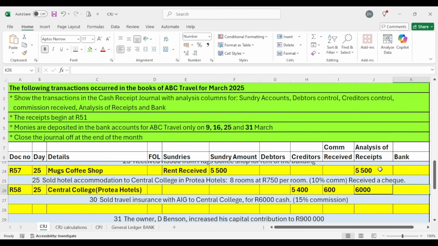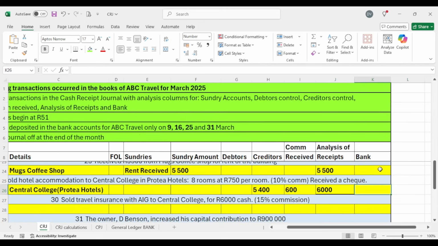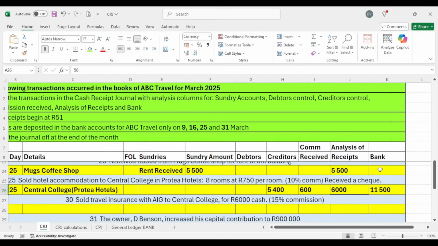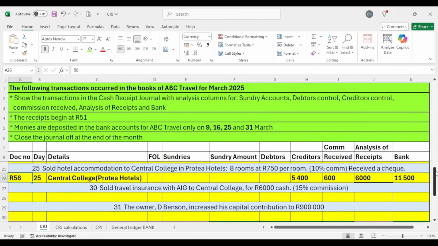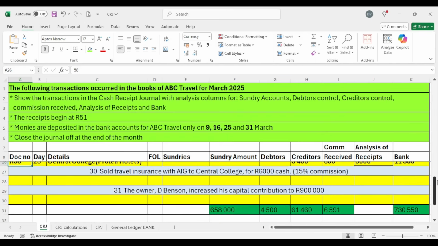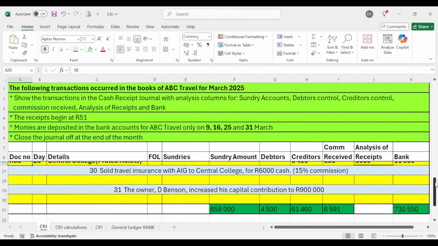Gives us a total that's going to the bank of 11,500. Remember to show your double line. Okay, almost done, guys. We've got 2 more transactions to go.